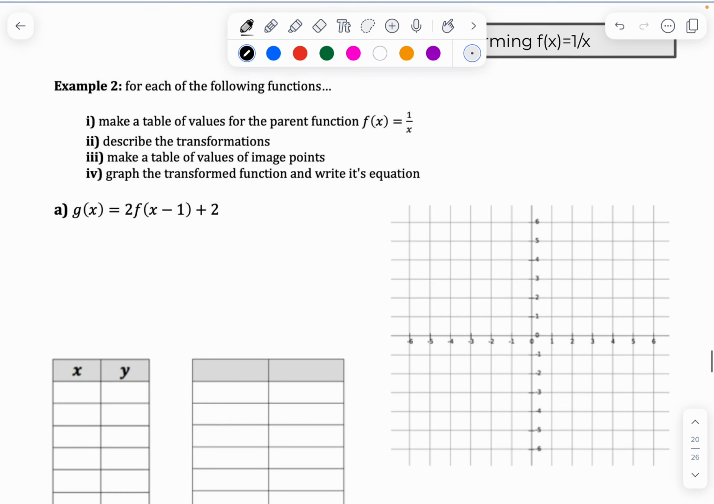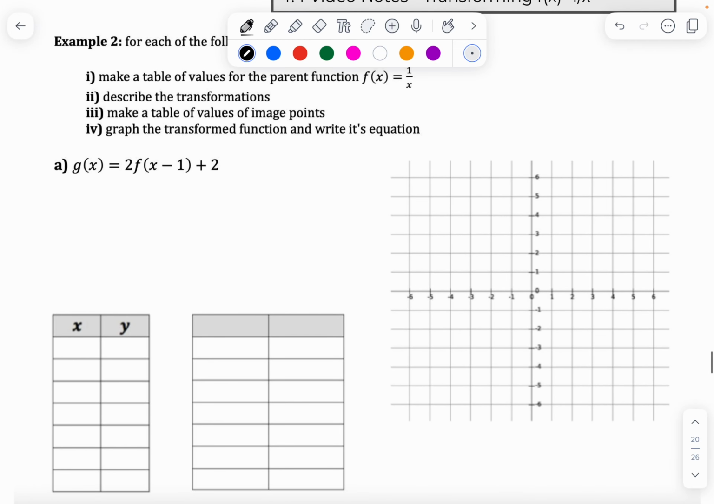So let's do everything here. So I'll make a table of values for the parent function. Okay, so we know it's -2, -0.5; -1, -1; and then -0.5, -2. 0 is an asymptote, positive 0.5 is 2, positive 1 is 1, and positive 2 is 0.5.